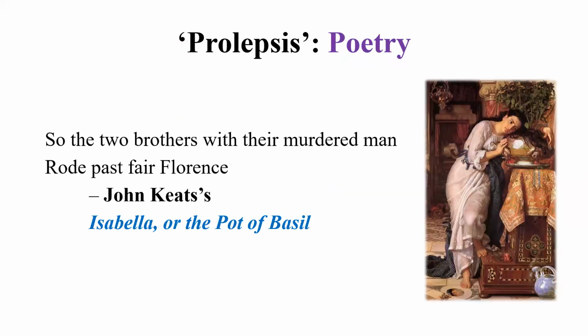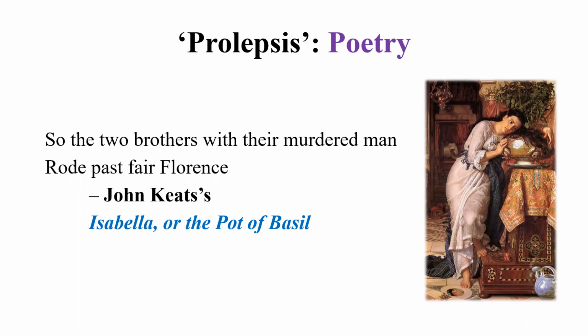Here are two lines from John Keats' narrative poem, Isabella or the Pot of Basil. In this poem, Isabella falls in love with Lorenzo, who works for her two brothers. The brothers come to know about their love and they plan to murder Lorenzo. So that is the context of the two lines given here.